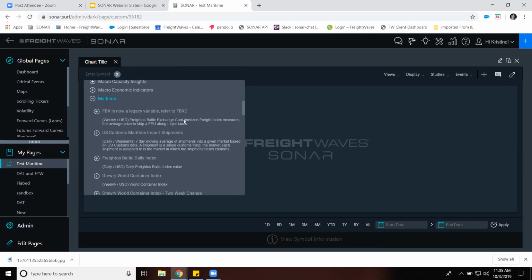So the reason we did that, we had the Freightos Baltic Index and the Freightos Baltic Daily Index, and the Freightos Baltic Index was lagging. It comes out bi-weekly, so every 2 weeks we're getting that data, putting it in there.